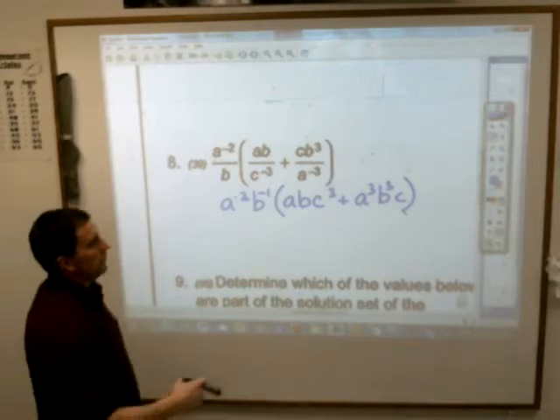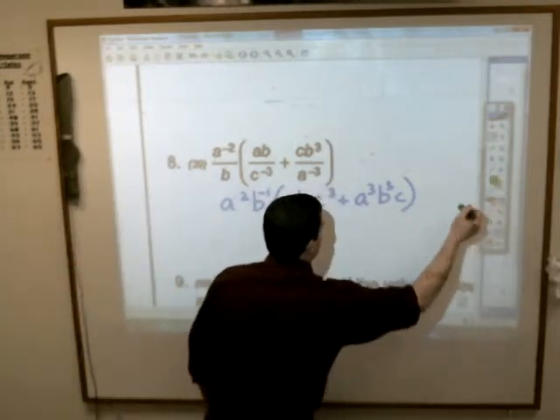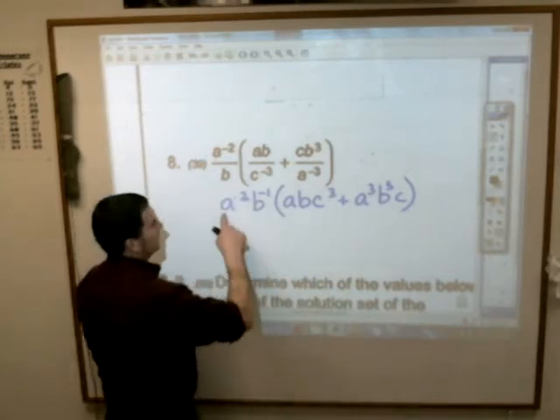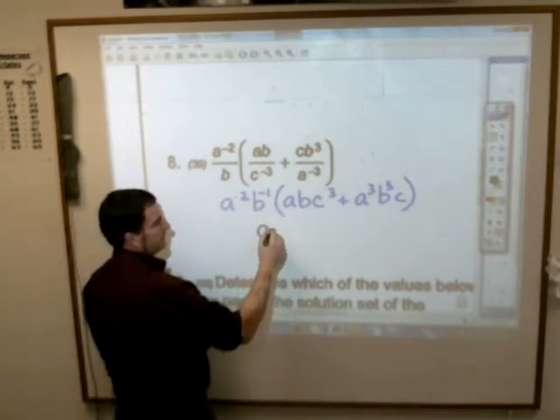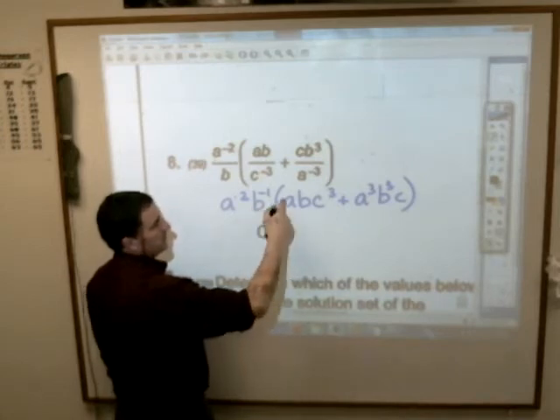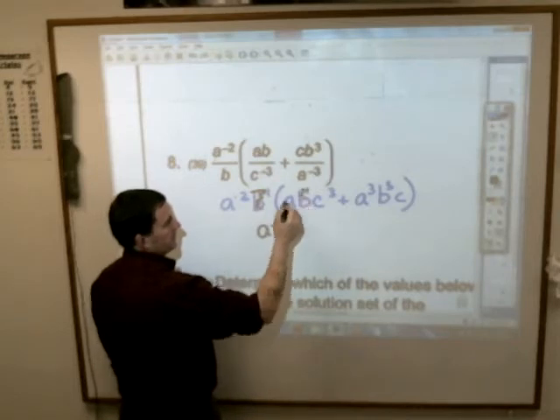Okay, now when you do the multiplication across there, a to the negative 2 times a is an a to the negative 1. B to the negative 1 times b to the positive 1 means they go away because that's b to the 0 power.